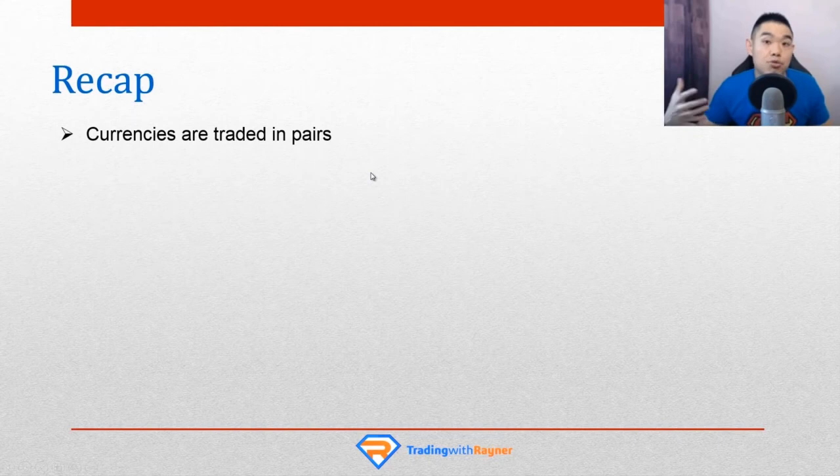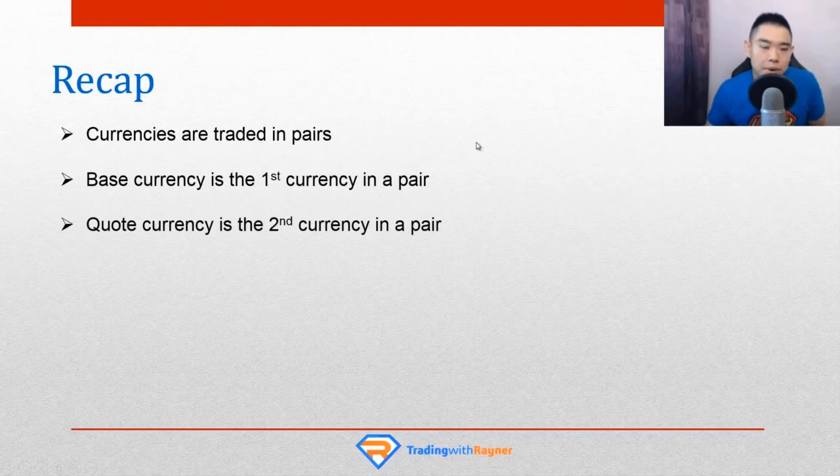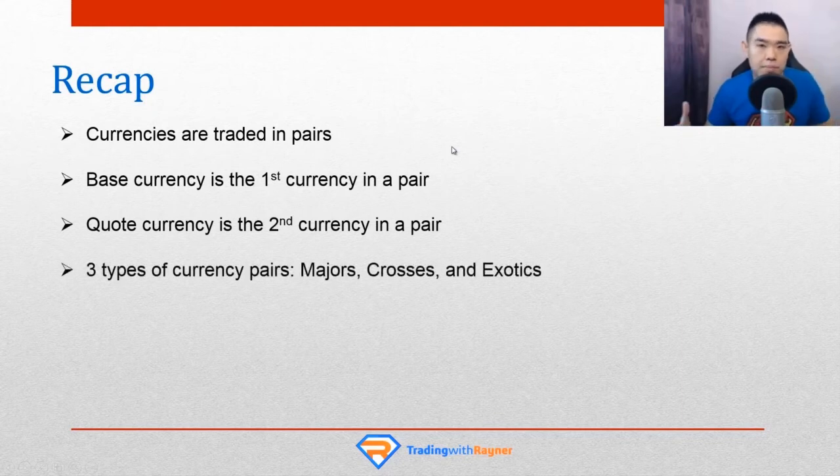Number one, currencies are traded in pairs, not as a standalone. The base currency is the first currency in the pair. The quote currency is the second currency in the pair. And then there are three types of currency pairs: major, cross, and exotics. So with that said, let's move on.